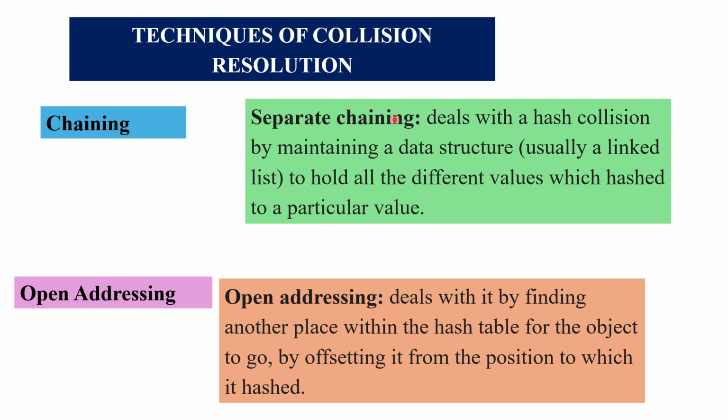So chaining deals with the hash collision by maintaining a data structure, usually a linked list, but could be others, to hold all the different values which have hashed to the same location.